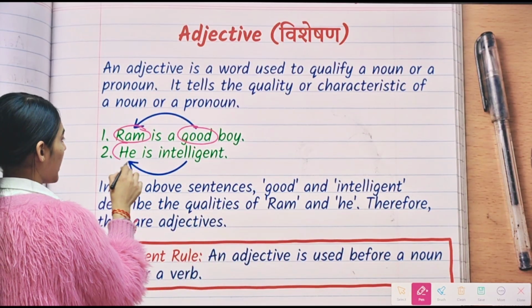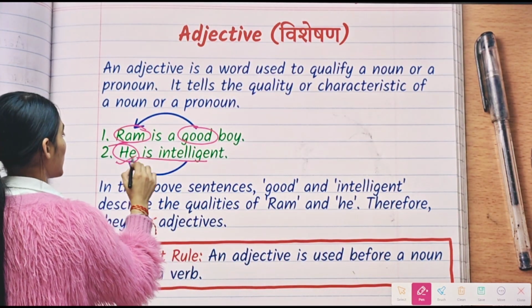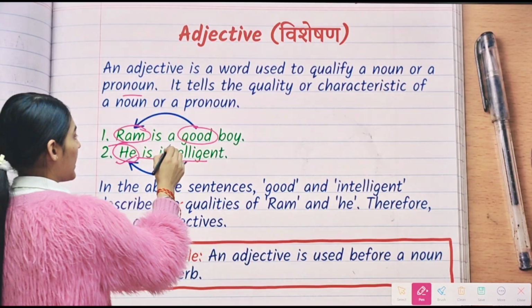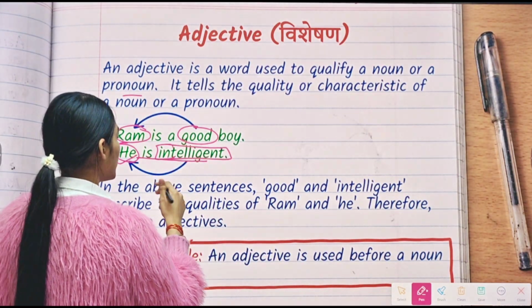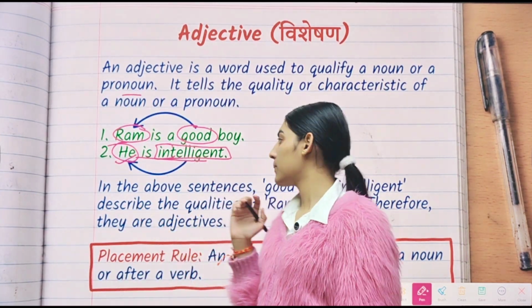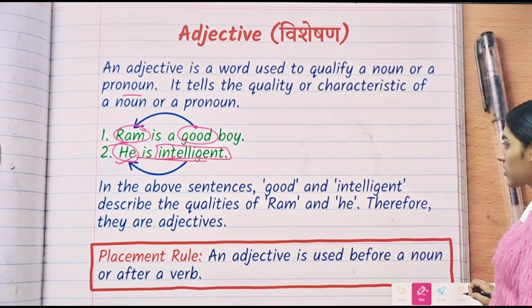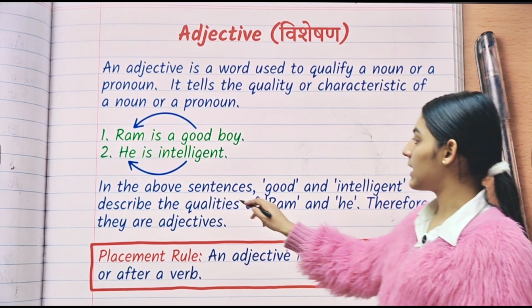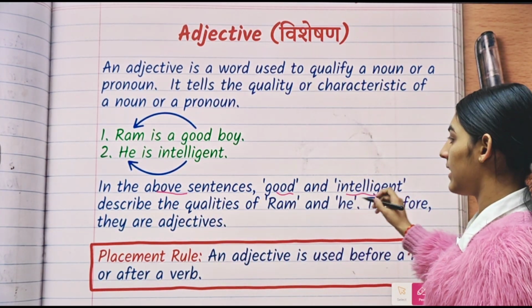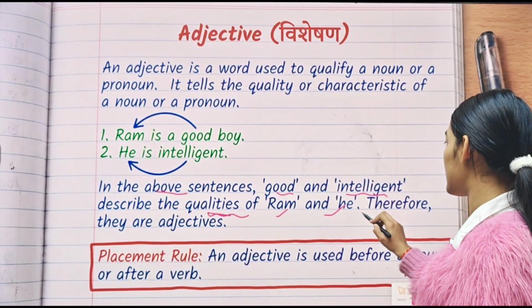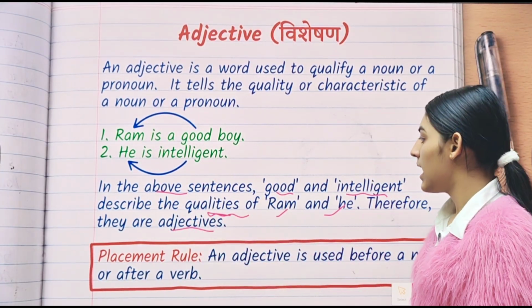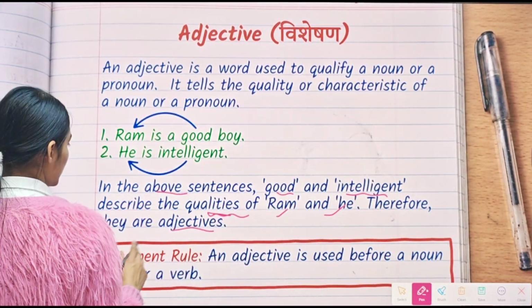Then the second example: he is intelligent. Here he is a pronoun and intelligent is the adjective which tells how the person is. In the above sentences, good and intelligent describe the qualities of Ram and he. Therefore, they are adjectives.